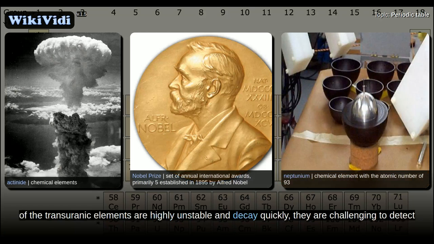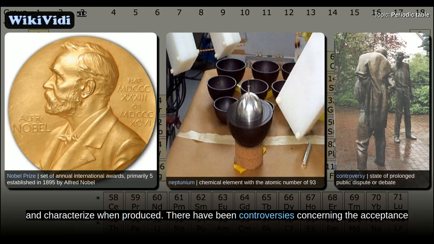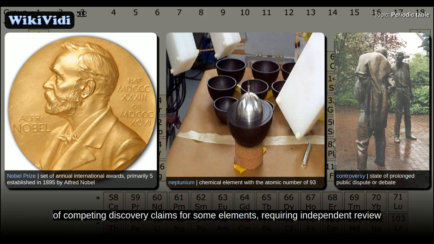Because many of the transuranic elements are highly unstable and decay quickly, they are challenging to detect and characterize when produced. There have been controversies concerning the acceptance of competing discovery claims for some elements, requiring independent review to determine which party has priority, and hence naming rights.